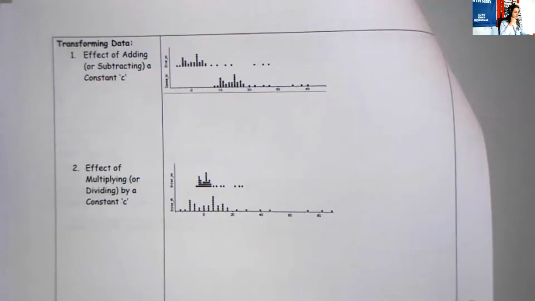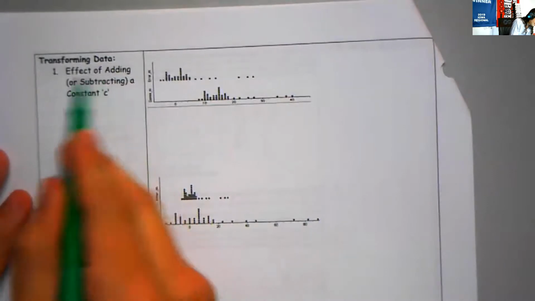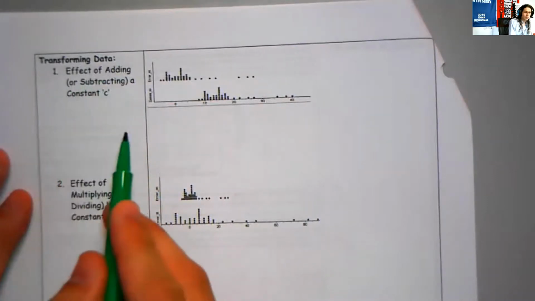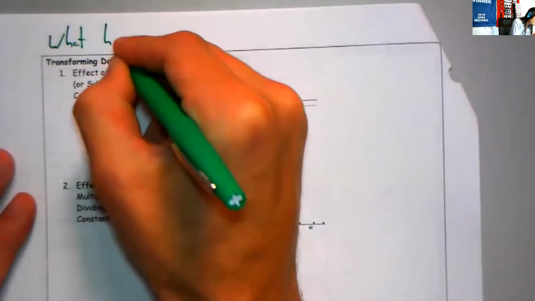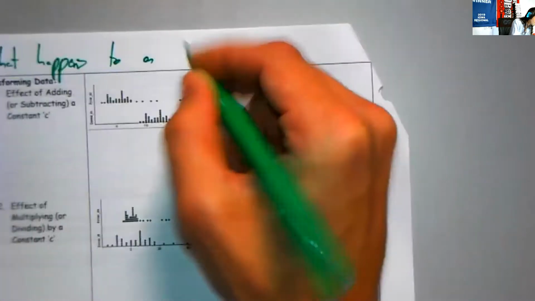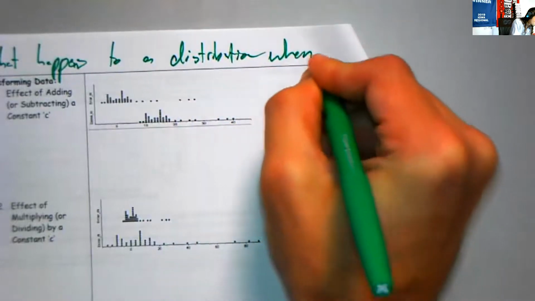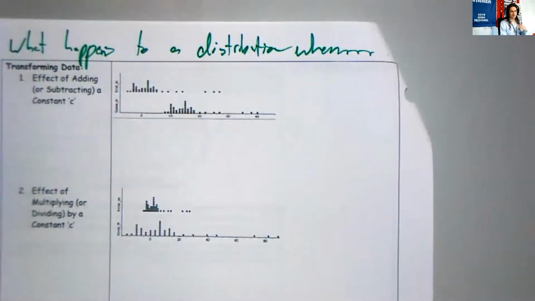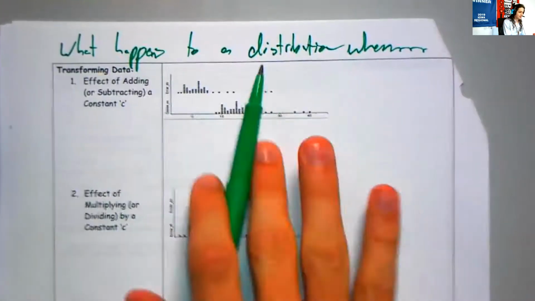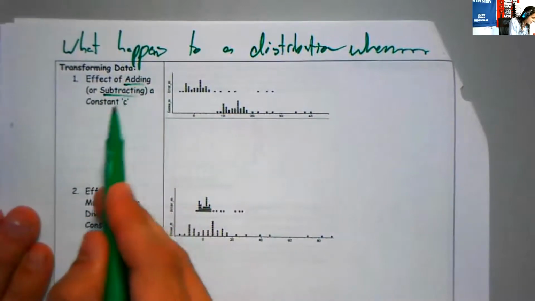Last topic here in 2.1, and if this seems tacked on, it is. Sorry. What is the effect of adding or subtracting a constant? What happens to a distribution when we add or subtract a constant?